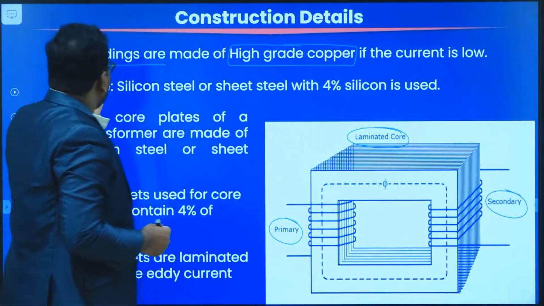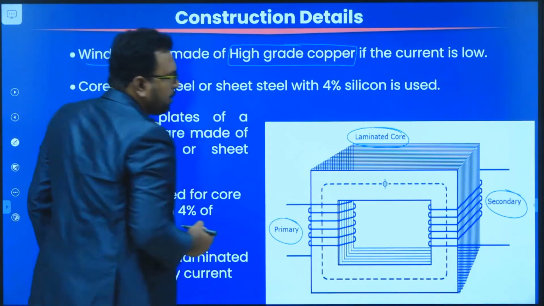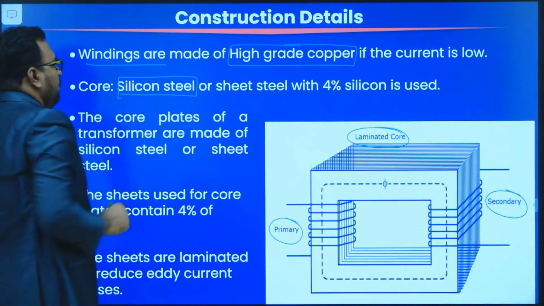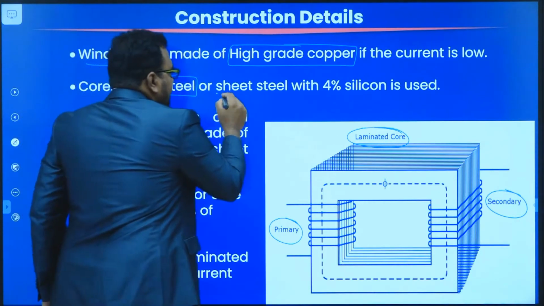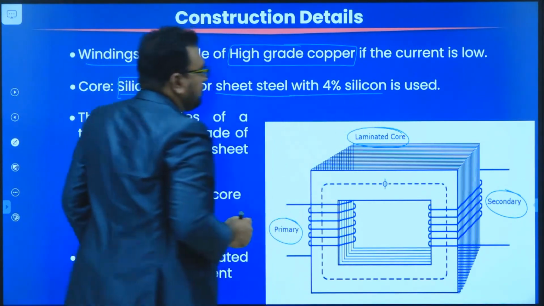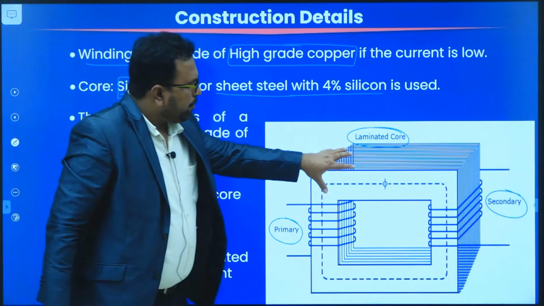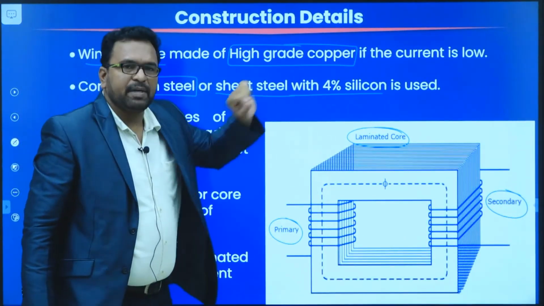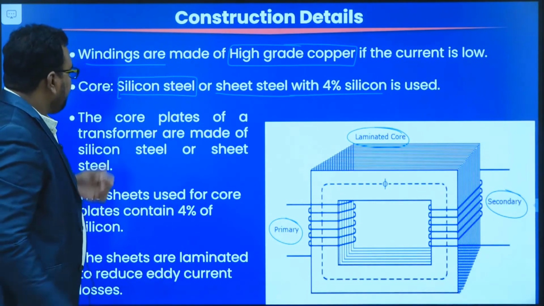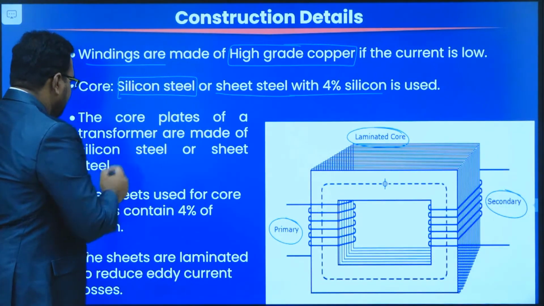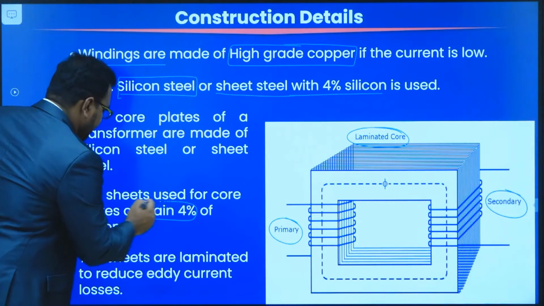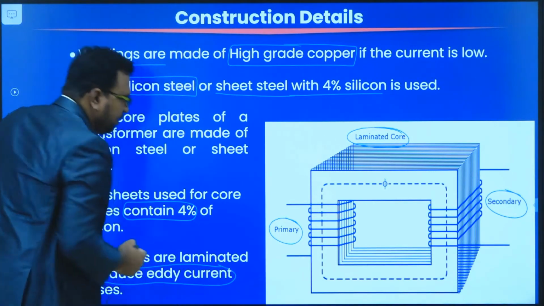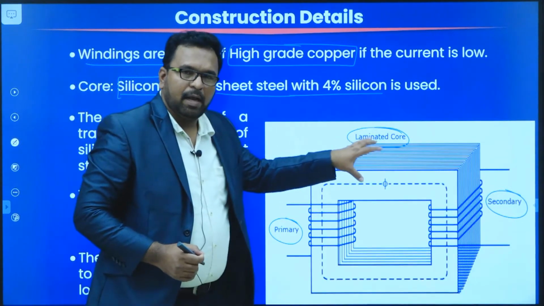Okay. Coming to the core. So what about the core? The core is made up of silicon steel or sheet steel with 4% silicon. So the laminated core is going to be made up of silicon steel or sheet steel with 4% silicon. The core plates of a transformer are made up of silicon steel. These sheets contain 4% of silicon. To reduce eddy current losses, we make a laminated core.